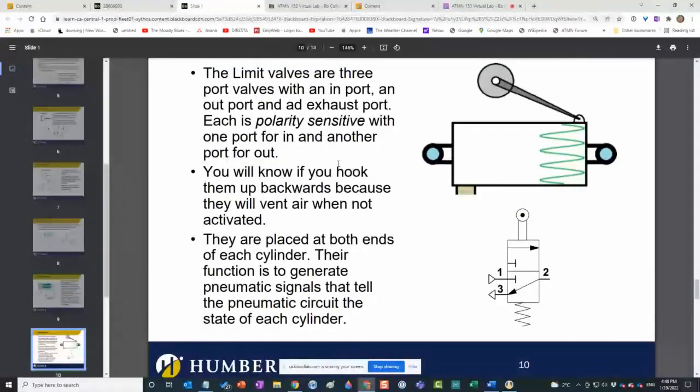Okay, slide 10. Essentially, we got a limit valve here, and the limit valve indicates that a cylinder has either reached its limit extension or retraction. It hits this roller, it activates this valve. The valve changes state and either allows air to pass through or blocks, because I can get a normally open limit valve where when I activate it, it becomes closed.